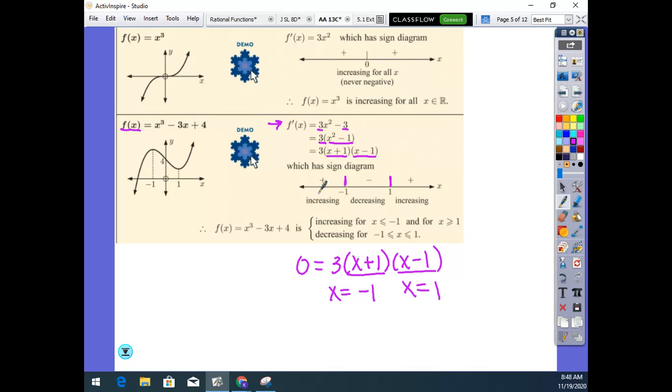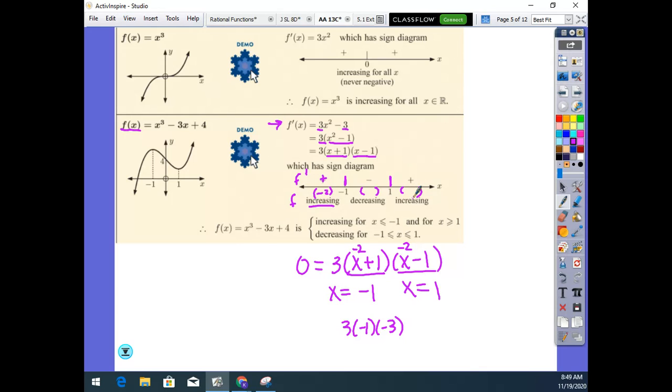So if I pick a number like negative 2, that would be to the left of negative 1, and I plug it in, I would get 3 times negative 1 times negative 3. I don't even care what the number is. That ends up being a positive number. So since f prime is positive, f is increasing. So we're just going to choose numbers in each interval to figure this out.